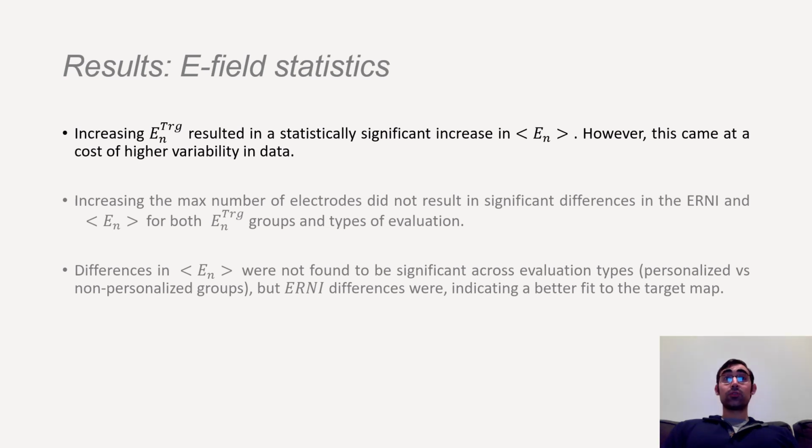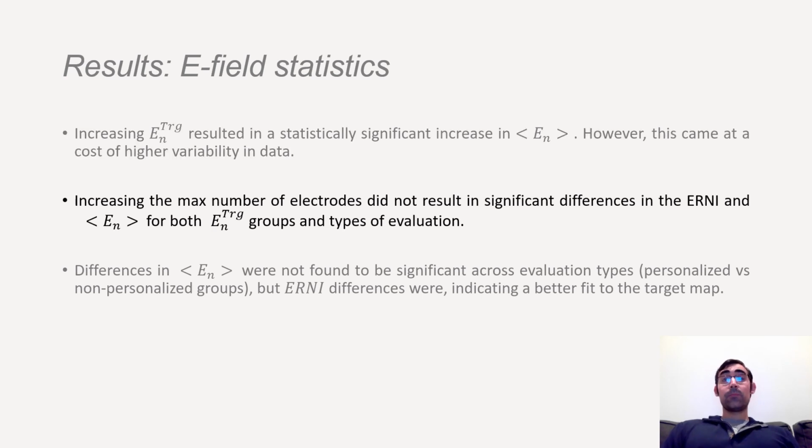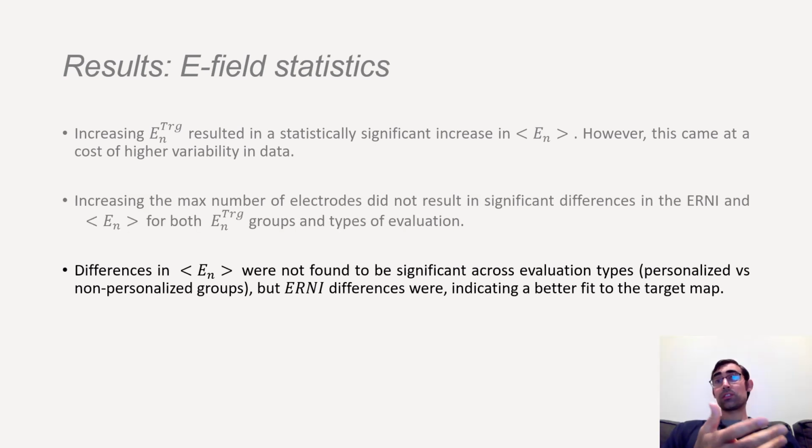So, summarizing the results, we found that increasing the target electric field resulted in a statistically significant increase in average electric field on target, as expected. However, this also came at the cost of a higher variability of the results across the subjects. We also found that increasing the maximum number of electrodes from 6 to 8 did not result in significant differences in the ERNI and average electric field on target for both target electric field value groups and type of evaluation, so personalized and non-personalized montages. So 6 channels for this particular target seem to be enough.